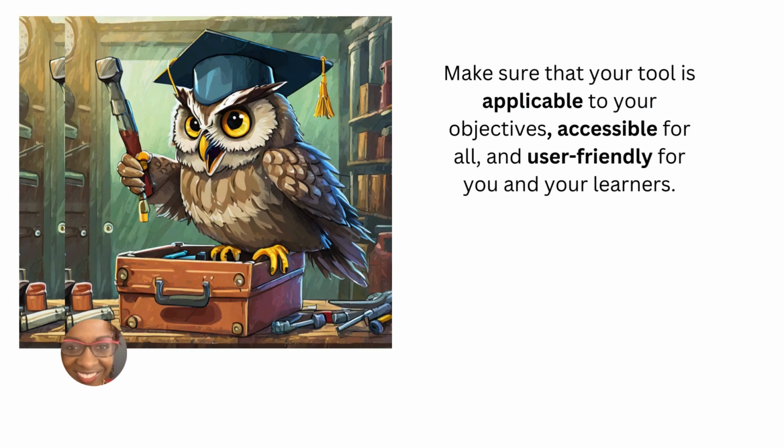Also, when choosing your tool, make sure that it is applicable to your objectives, accessible for all, and user-friendly for you and your learners. You want your tool to be applicable to your objectives. For example, you wouldn't want to use a quizzing tool to help your students develop writing voice. Accessible. Be sure that you and your students have access to the tool. If you're using an internal tool, this could be done through a school license or the integration of the tool in a learning management system, such as Canvas.